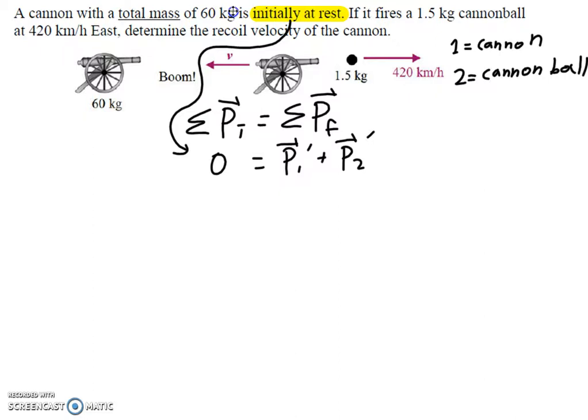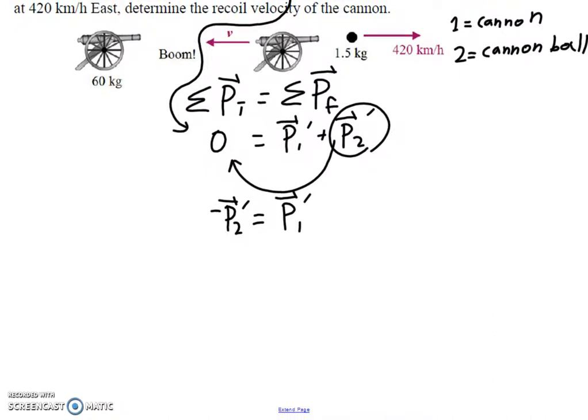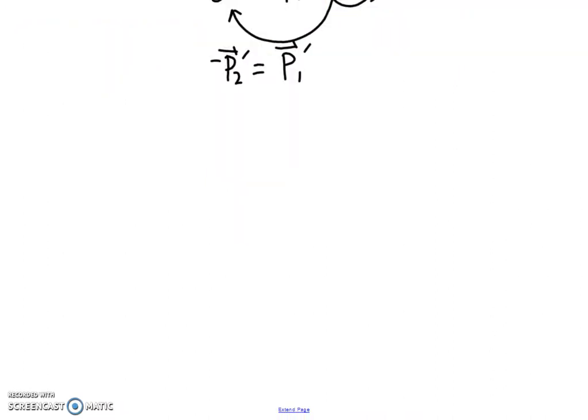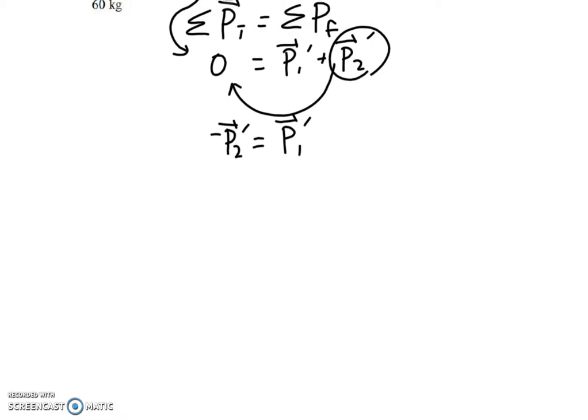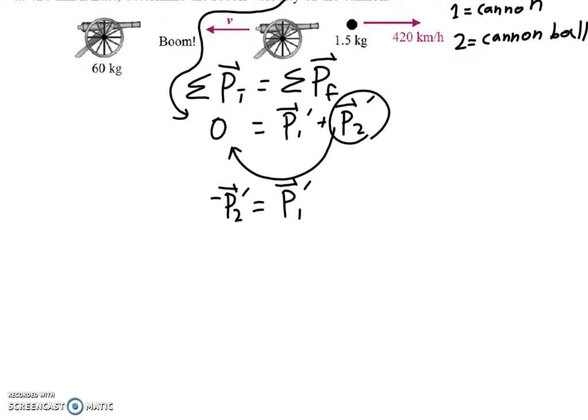Anyway, that means my object 1 momentum and object 2 momentum have to cancel out, because mathematically, if I move one of the momenta to the other side, in terms of quantity they should be equal to each other. In terms of actual vectors, they're opposing each other because they have different directions.